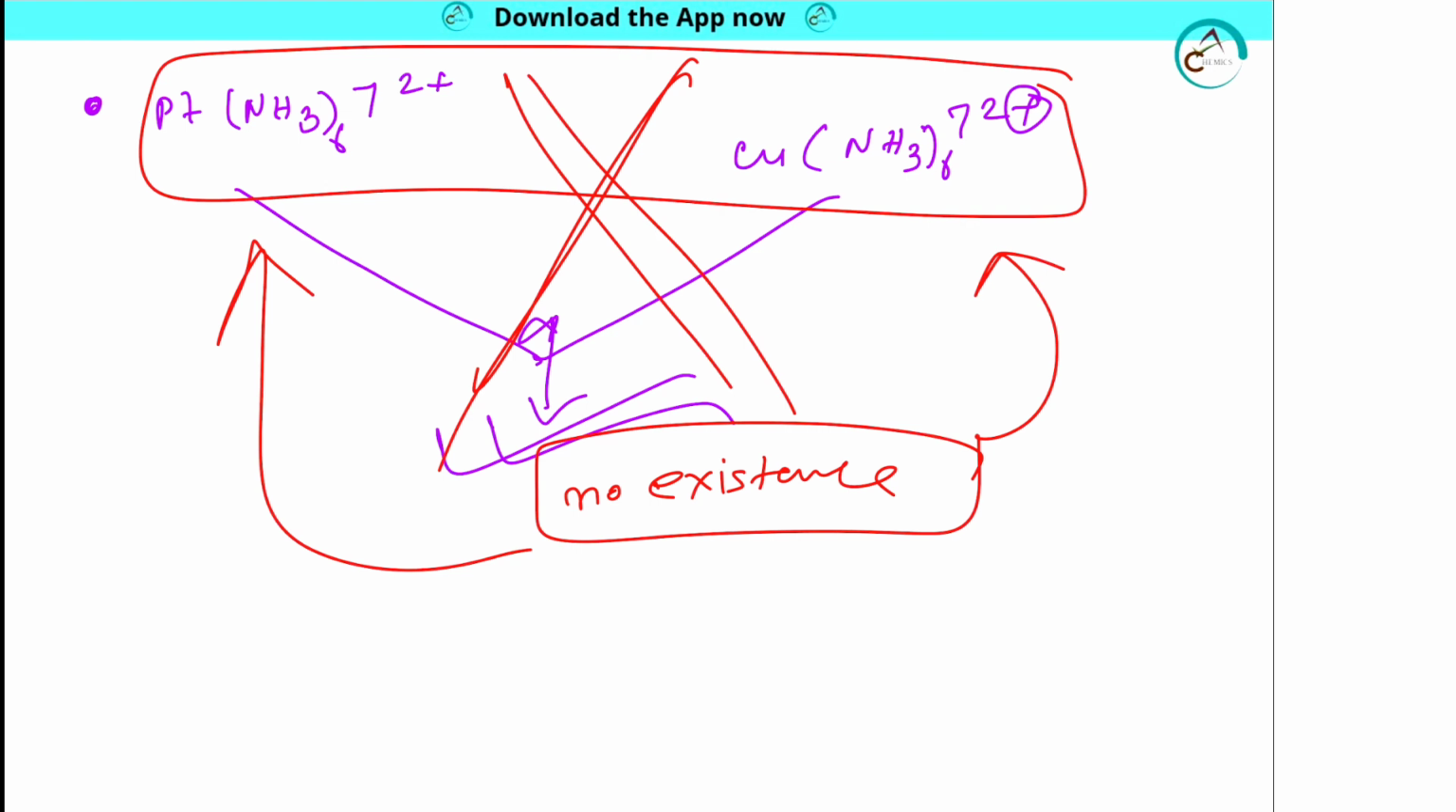So that's all about this VBT theory. A lot of other limitations are there, but those are not that famous. And now we will be talking about some important topics. In the next video, I will be talking about the electroneutrality principle, and then we will move forward to CFT. So from tomorrow onwards, we will be talking about CFT.